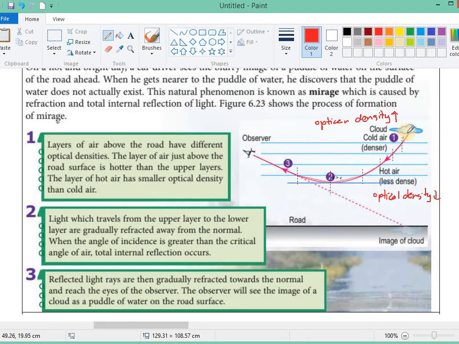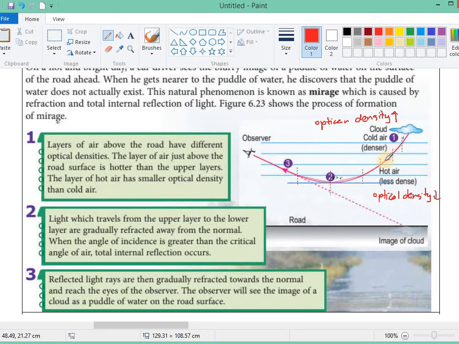So that means when the light, let's say there's this cloud, and you want to see the image of this cloud. The light from this cloud goes from high optical density to low optical density. What will happen? That means the light will become faster, right or not? High optical density is slower, low optical density is faster. So the light becomes faster. When it becomes faster, it will refract away from normal. So what happens is the light will bend.